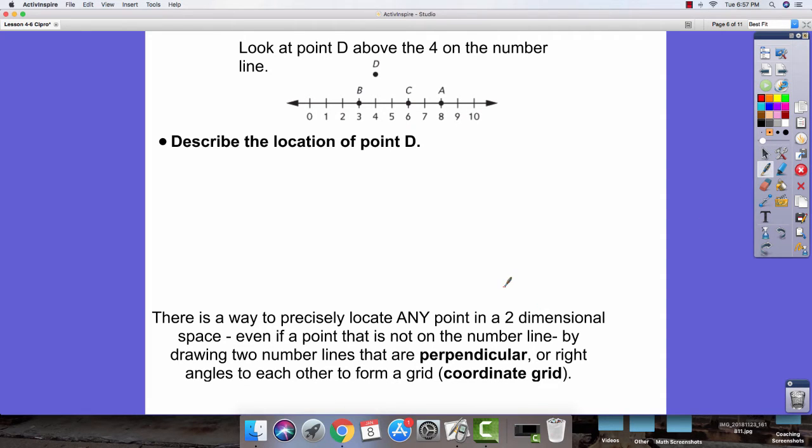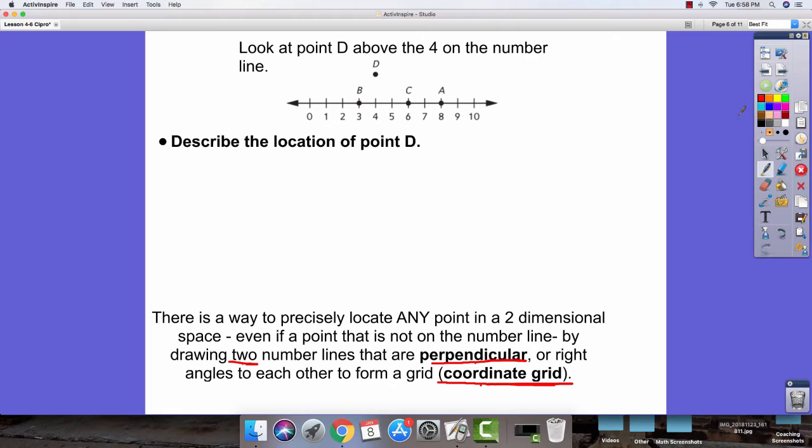But for right now, you have a couple things that you need to fill in on your guided notes. There's a way to precisely locate any point in a two-dimensional space, even a point that is not on the number line, by drawing two number lines that are perpendicular, or right angles to each other, to form a coordinate grid. So this kind of grid is called a coordinate grid. Go ahead, pause the video, and make sure you have those filled in on your guided notes paper.